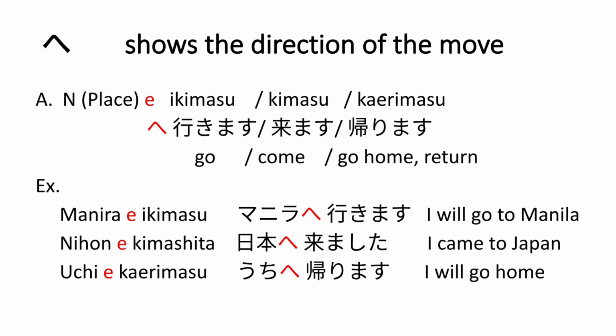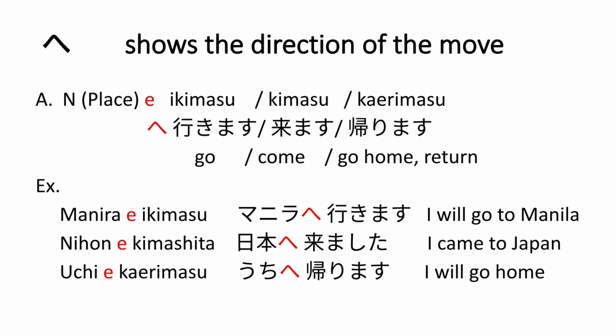So in the first example, we have Manira e ikimasu. In English, I will go to Manila. So please remember these three verbs, which indicate movement. Okay, it indicates movement. So I will go to Manila. Go indicates movement. And the direction of the move is to Manila. So you need to place the particle e in there. Okay?